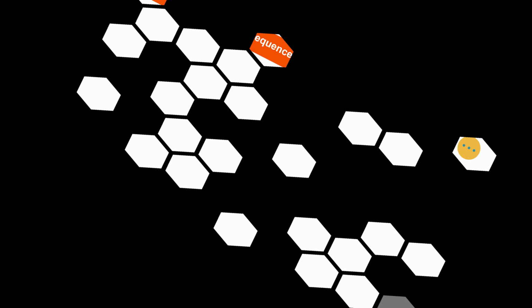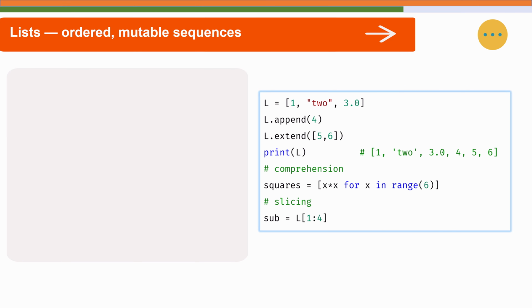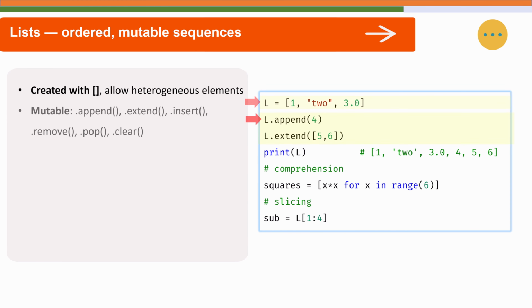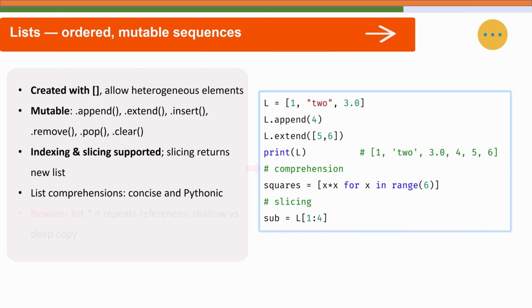Lists are the go-to mutable sequence in Python. Use the append function to add one item, extend to concatenate from an iterable, insert to put an item at a position, and then pop to remove and return an element. List comprehensions are efficient. For example, you can write this in square brackets.